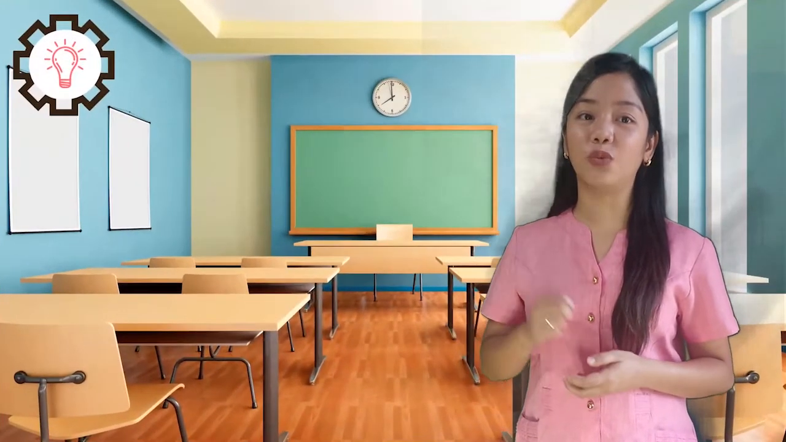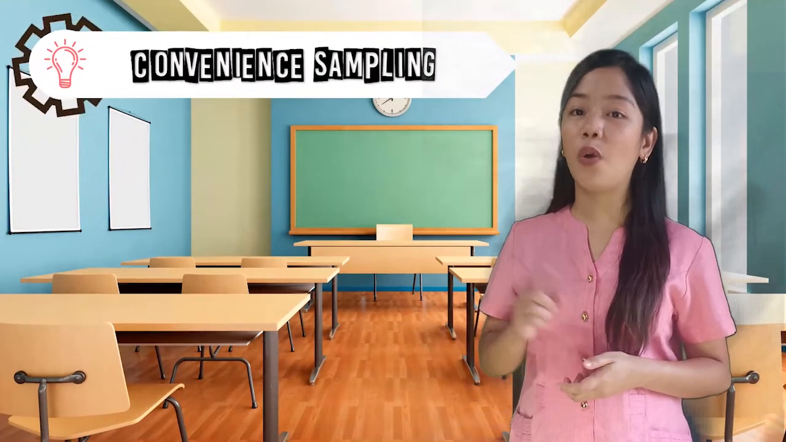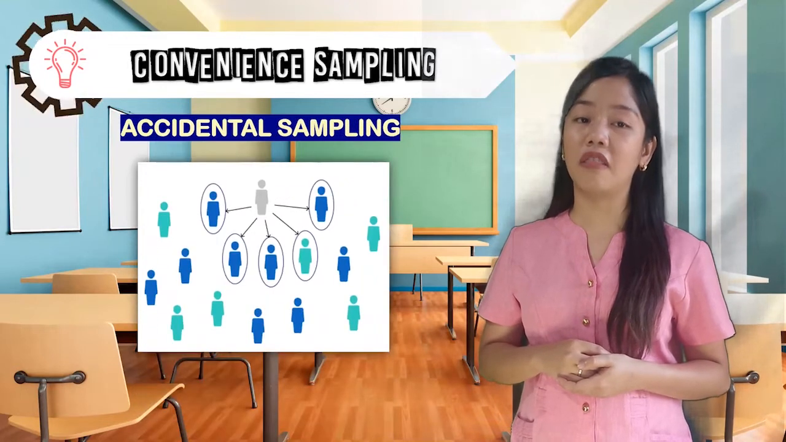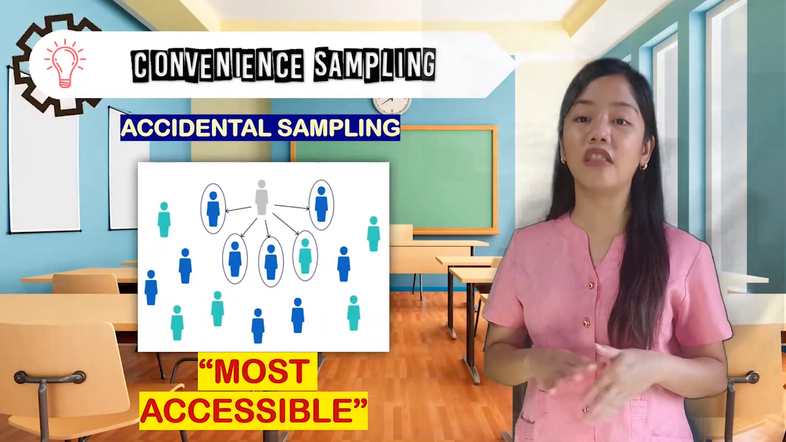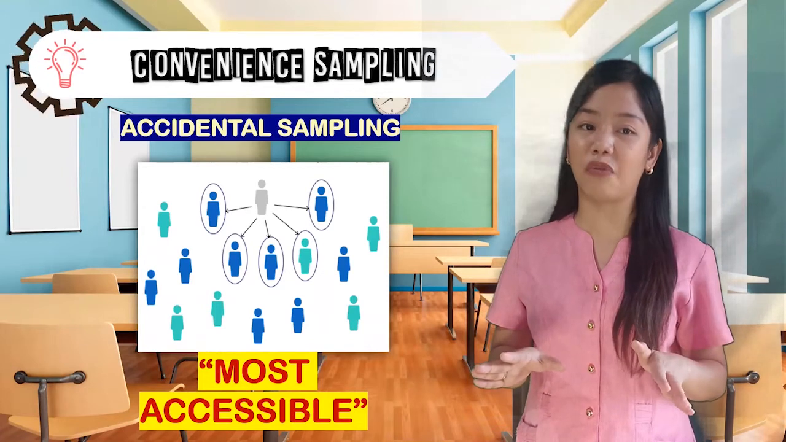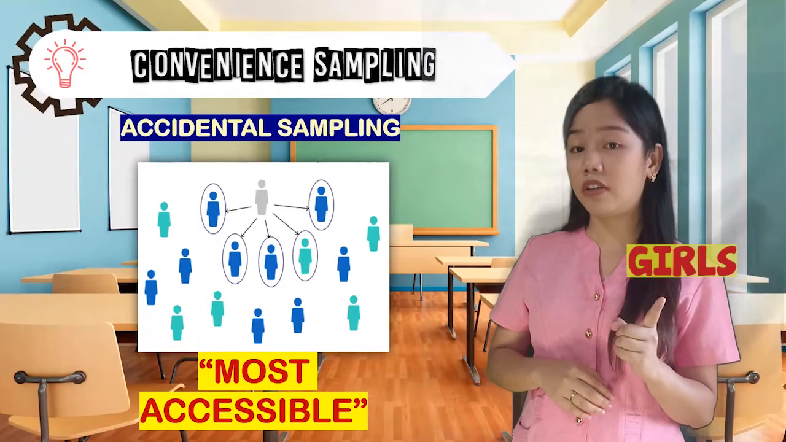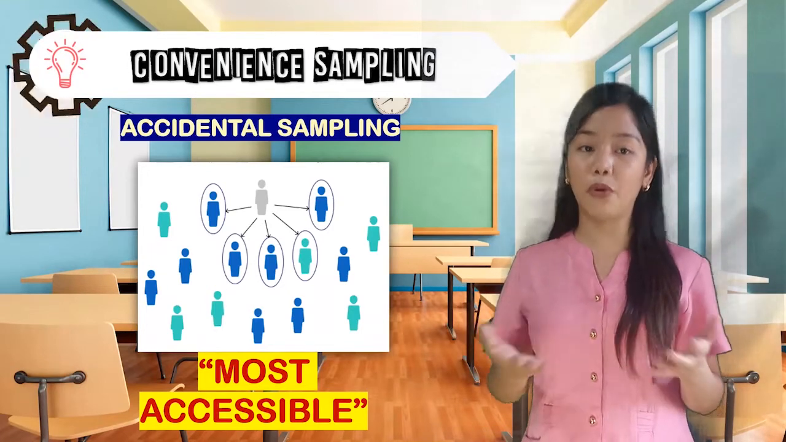And for the second one, we have the convenience sampling. This one simply includes the individuals who happen to be the most accessible to the researcher. The technique is useful where the target population is defined in terms of a very broad category. For instance, the target population may be girls and boys, men and women, rich and poor.